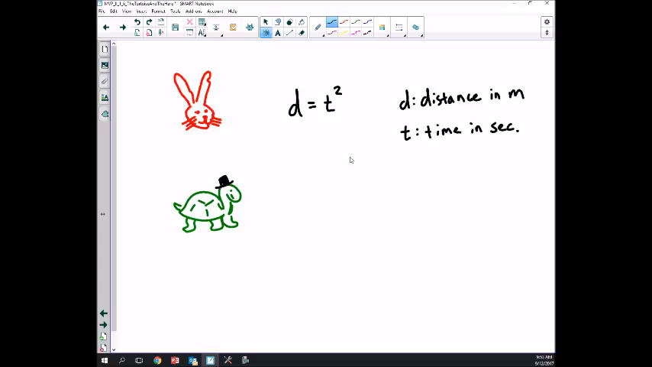Now the equation for the way the tortoise is traveling is d equals 2 to the t. So just a quick recap, t squared tells us to multiply t by itself twice, where 2 to the t means multiply 2 by itself t times. So we will end up with different functions here, even though they look kind of similar in a way. So let's see what happens.